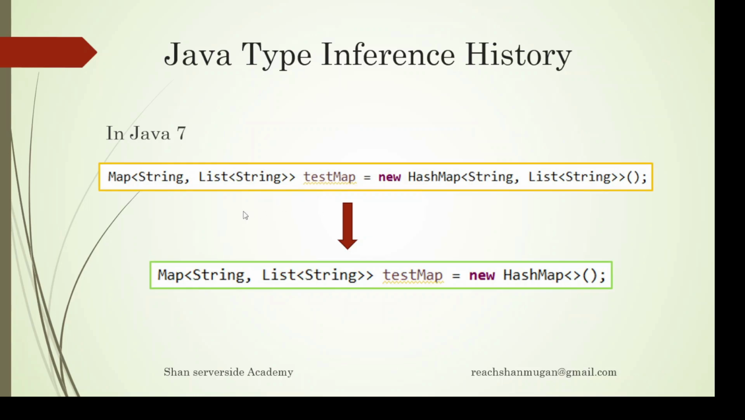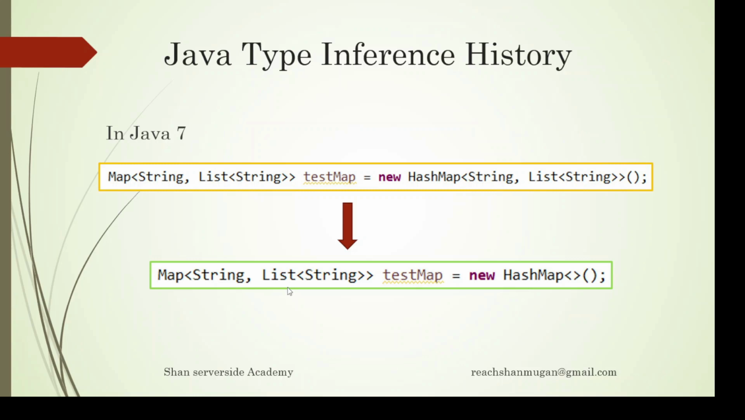In Java 7, when you were creating a collection, you needed to mention the object types on both the left hand side and the right hand side while creating the object. Like here, the key is a string and the value is a list of strings. It is redundant, since you are mentioning the same thing on both sides. So you can omit it when creating the object with the new keyword. That is where the diamond operator came into the picture, and the compiler can infer from the left hand side of the initialization statement.